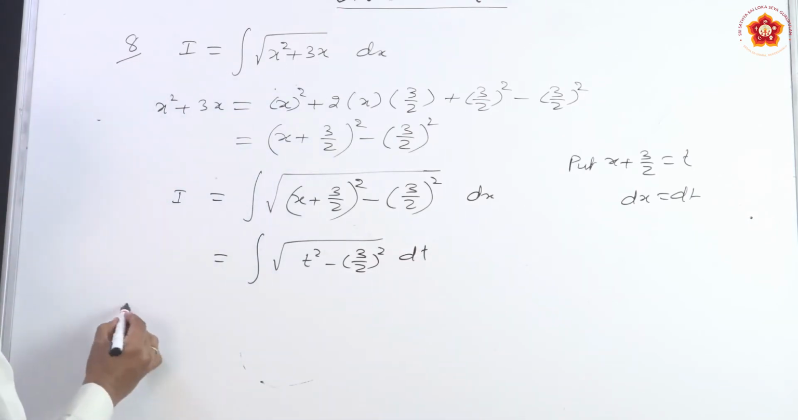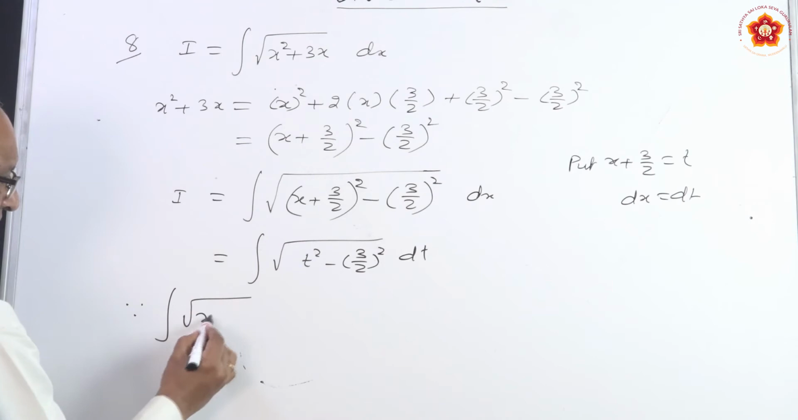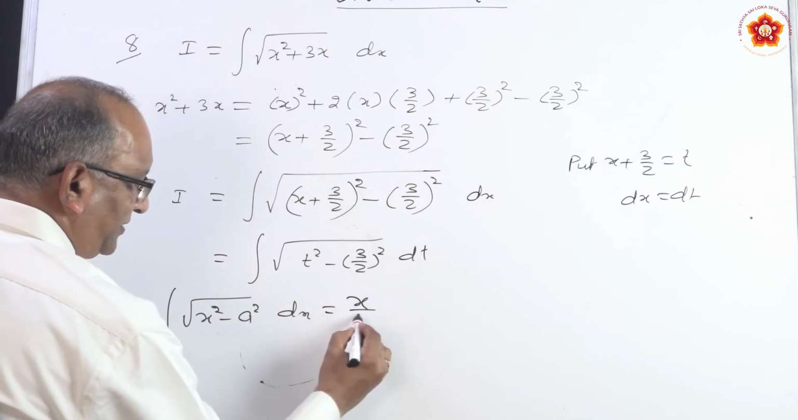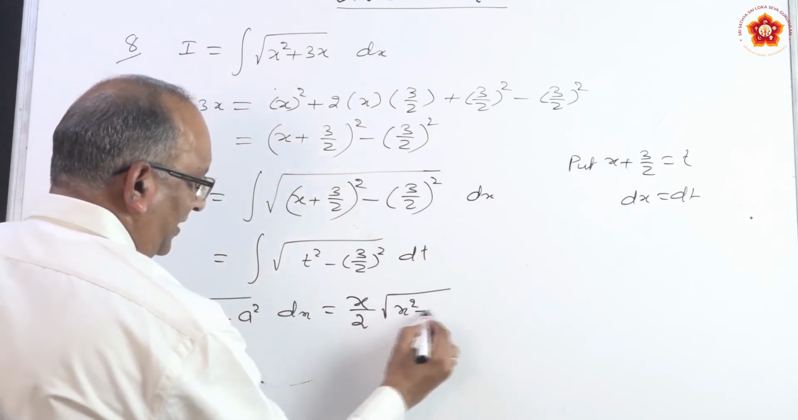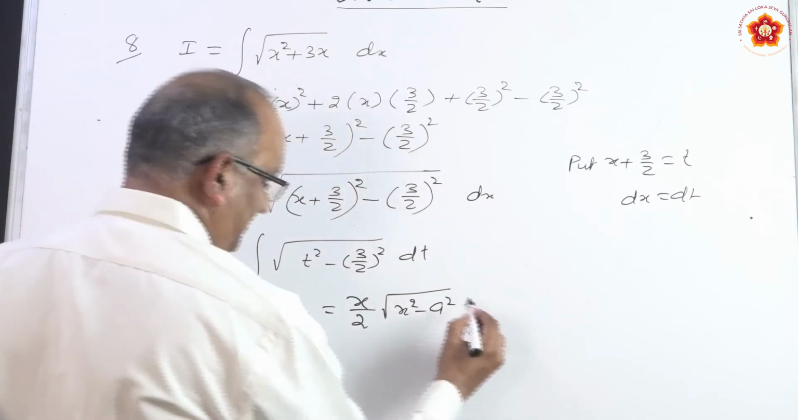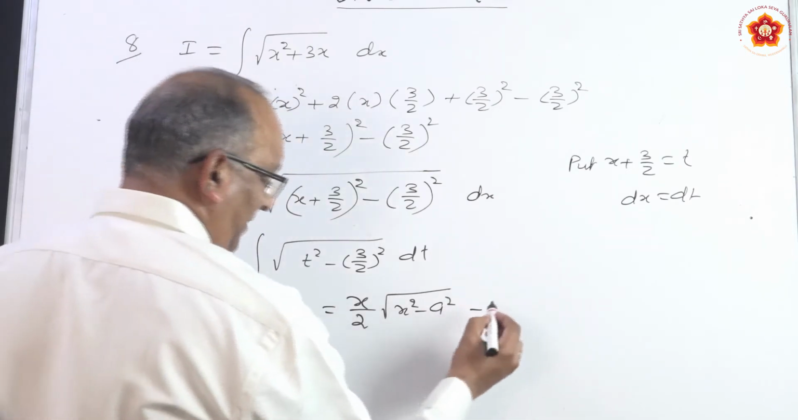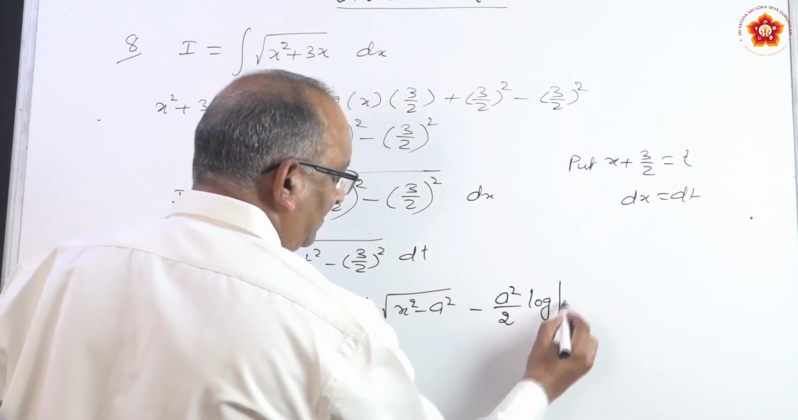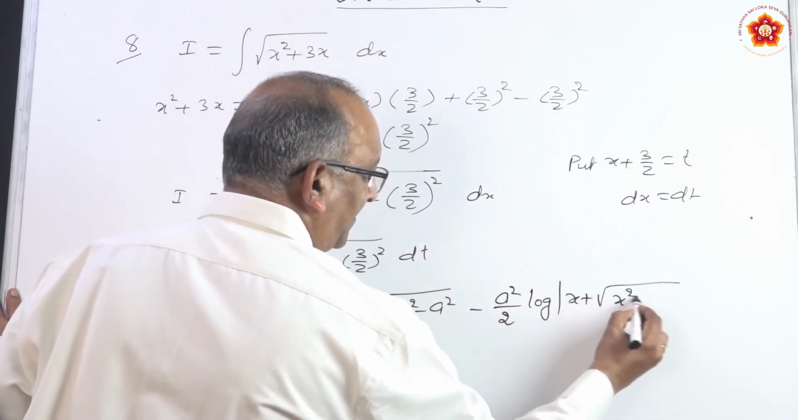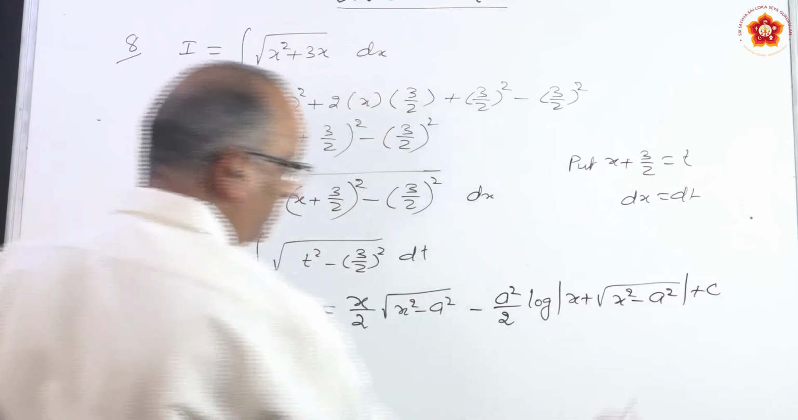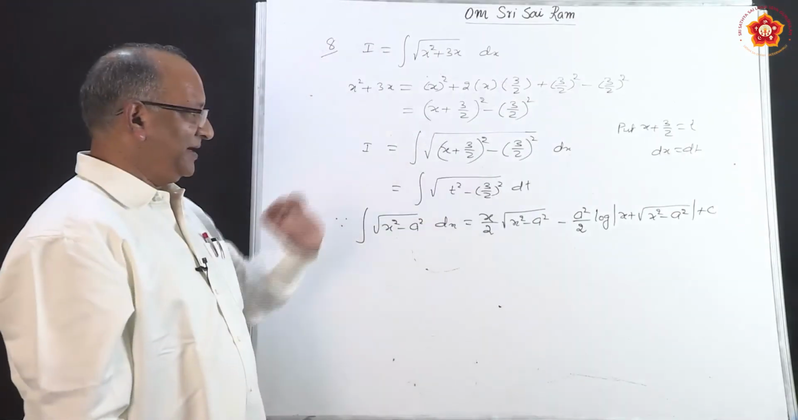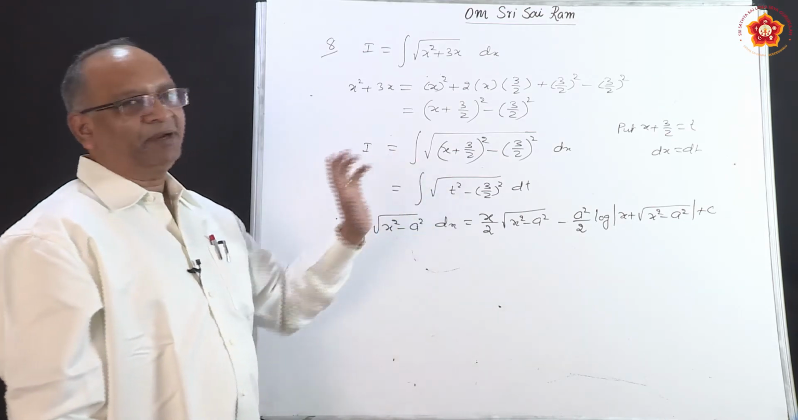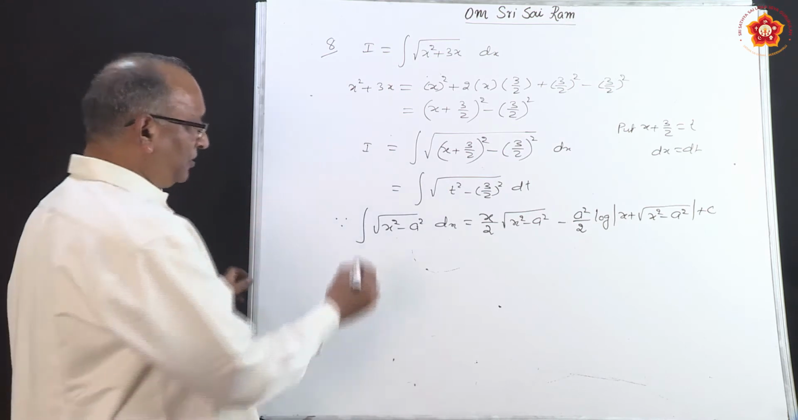Recollect the formula. What was the formula? Under root of x square minus a square dx equal to x by 2 under root of x square minus a square minus, remember, whenever x square minus a square, it is minus a square by 2. In the other two cases, it is plus, log. So use this formula here. What is the difference? In place of x you have got t, in place of a you have got 3 by 2, that is the only difference. Okay? So, make that substitution.